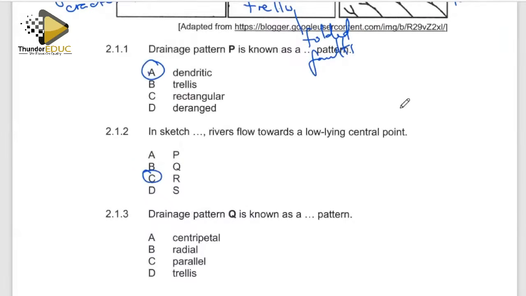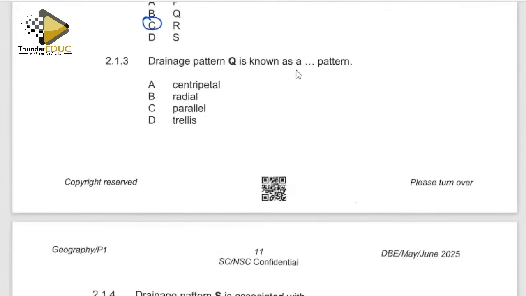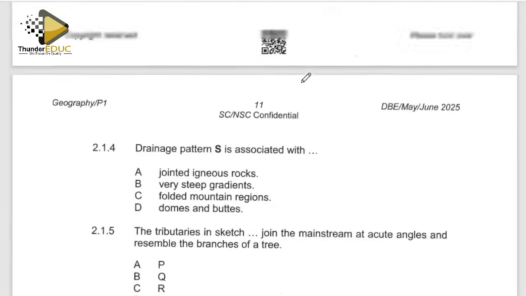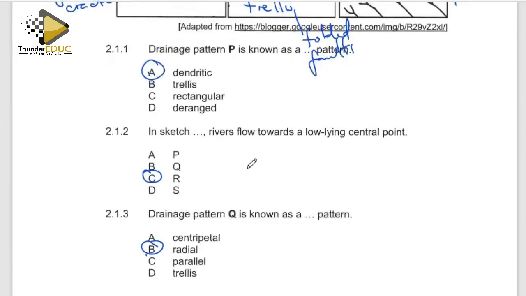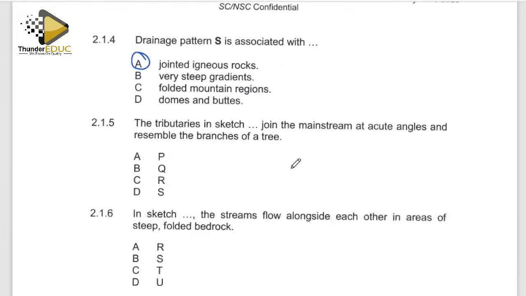Drainage pattern Q is known as dash pattern. Q, we are here. We say that is a radial. Right, moving on to the next question. Drainage pattern S is associated with, where is S? Our S is here. We said it's fractured or cracked igneous rocks. So what is the correct response? Jointed igneous rocks.